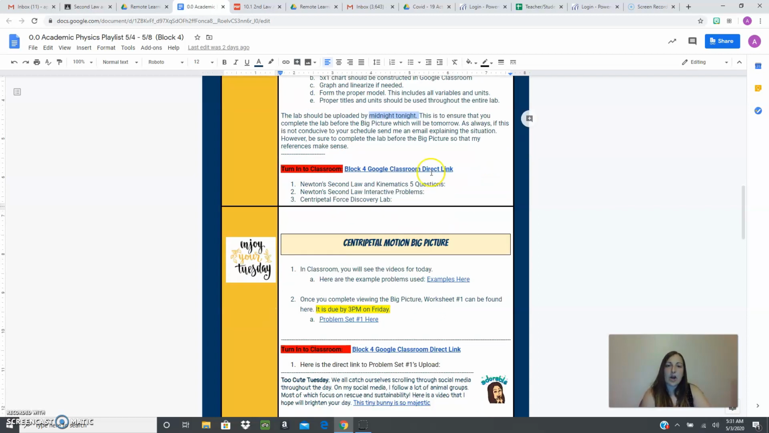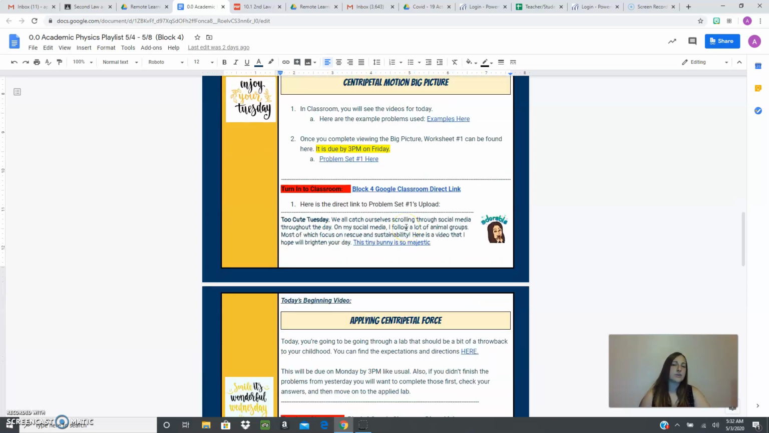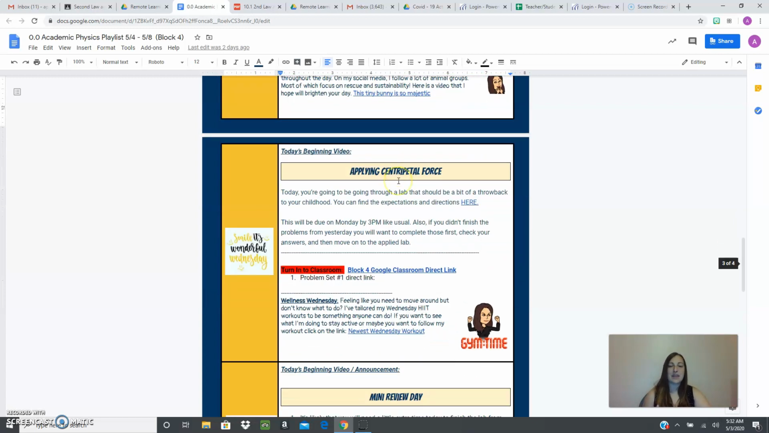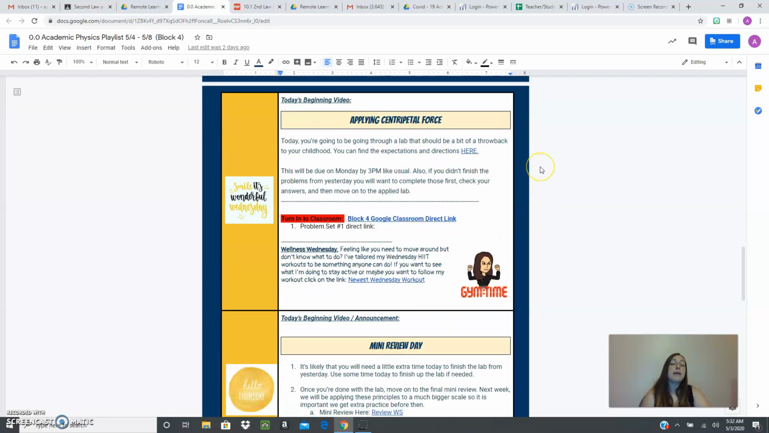So then, like always, you'll do the discovery lab, you'll do the big picture, and then you'll have a problem set. That problem set is due by Friday, so you have a couple days to do that, but obviously you will have things in between, so just remember that you have that due Friday. And what you'll notice is those problems do go a little bit quicker than Unit 5 because we have fewer steps, so that is nice. But then on Wednesday, you will apply it.